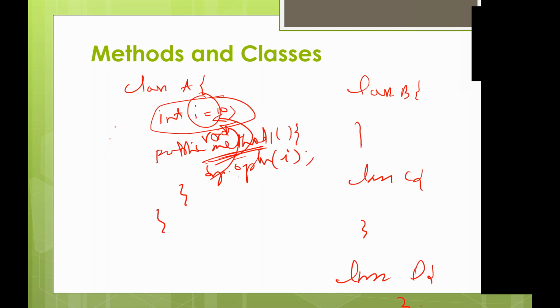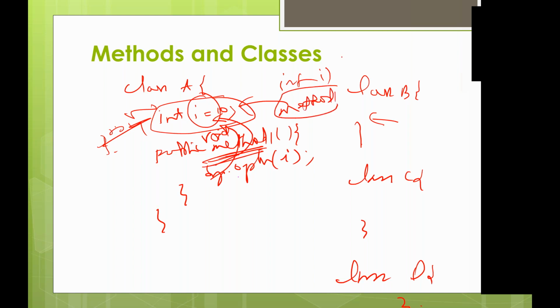I don't want to mention anything like I made this private or something like that. Okay, we will provide some access, or if at all we provide some access, to all these things. The members here are an integer I and a method. These two are members of your class A.